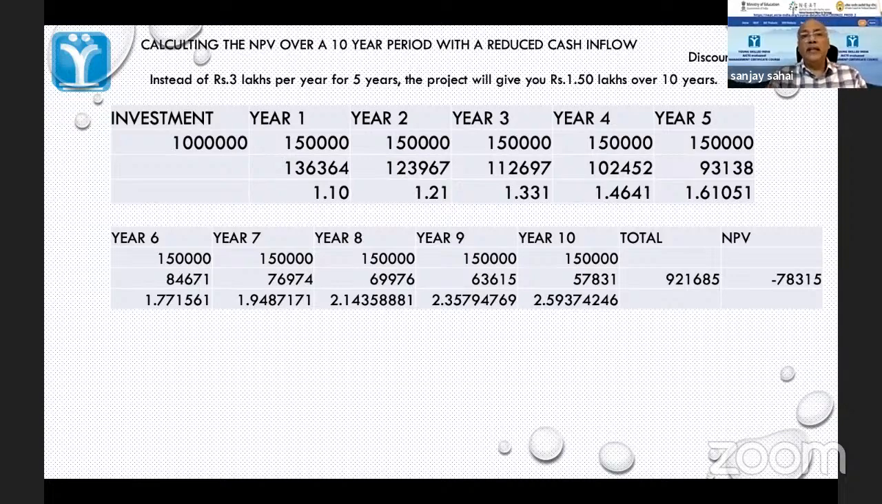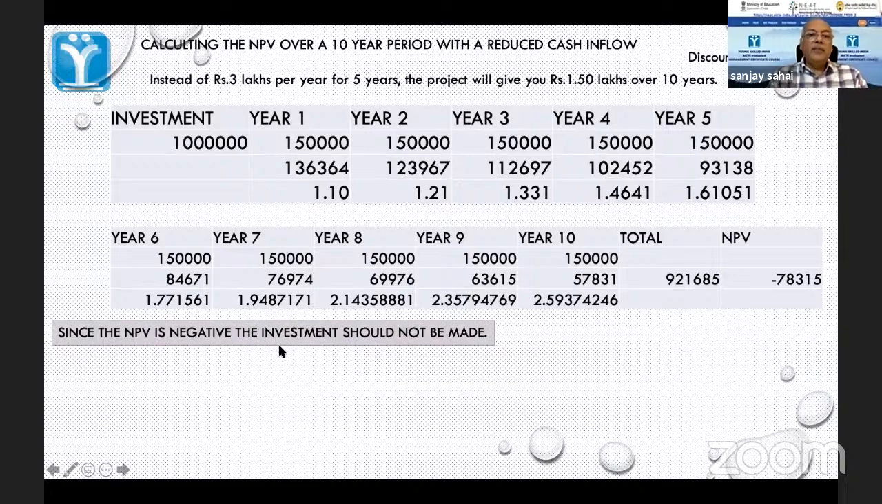And remember, we put in 10 lakhs. So what we are left with is 78,350. So essentially what is happening here is I can see that it's a loss-making proposition. Even though I've got 15 lakhs, in present value terms, I've actually made a loss. If I have made a loss, effectively speaking, it means that the actual internal rate of return here is less than 10%. So since the NPV is negative, the investment should not be made.